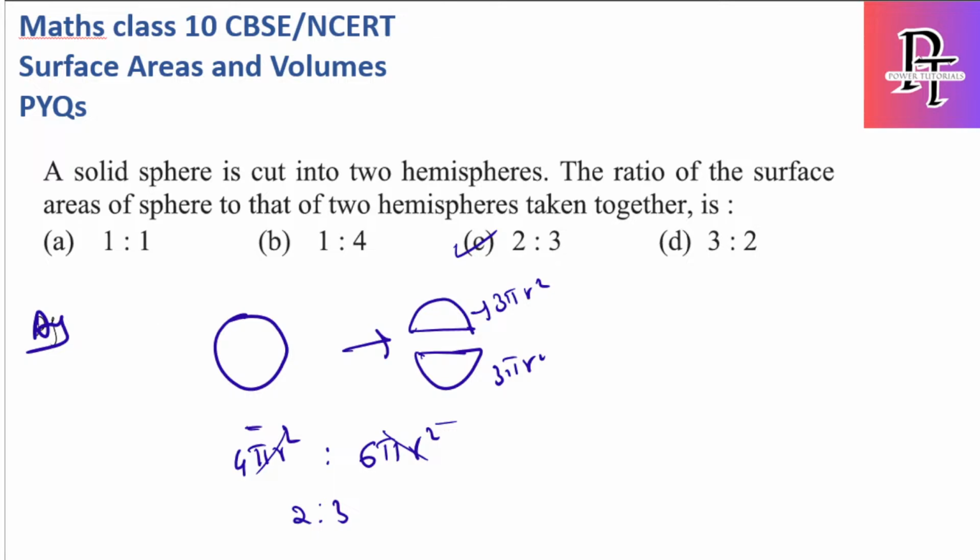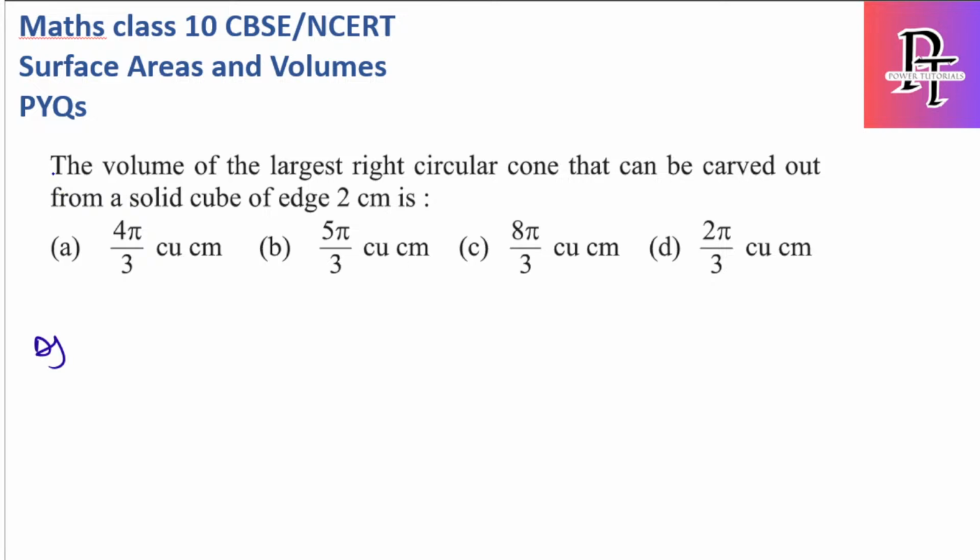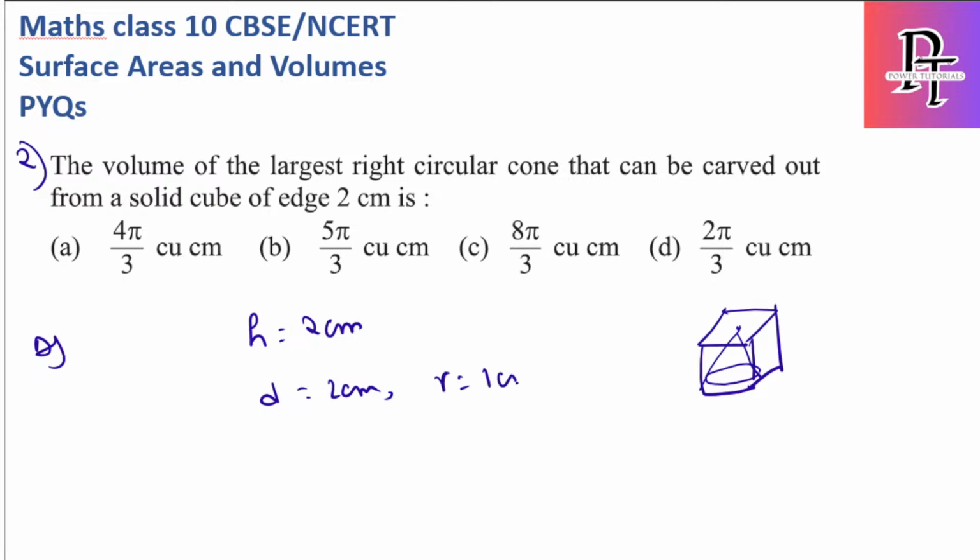Okay, let's see the next one. Second question for our class. The volume of the largest right circular cone that can be carved from a solid cube of edge 2 centimeters. So we have a cube here, and from this we want to cut a right circular cone. From the center I can cut it, and this will be the shape of the right circular cone. The height of this cone will be 2 centimeters, and the bottom, that is the diameter of this cone, will be 2 centimeters. So I can say the radius is 1 centimeter.